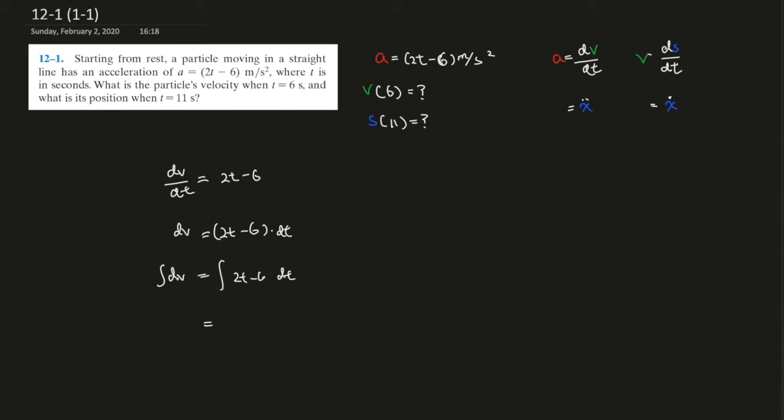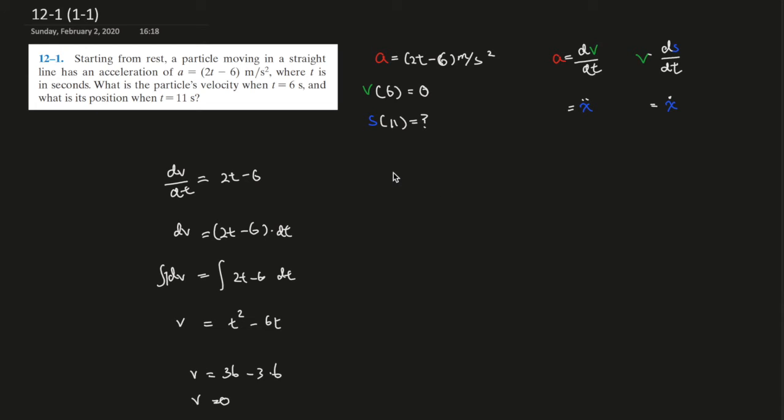So taking the integral of dv in terms of v would just give you v, because there's a 1 in front of it, right? And taking the integral of this equation in terms of dt, that would be t squared minus 6t. And now we plug in what? t is 6, so it's 36 minus 6 times 6. Look at that. Velocity equals 0 when time is 6 seconds. So it equals 0. That's a 0, not a 6.